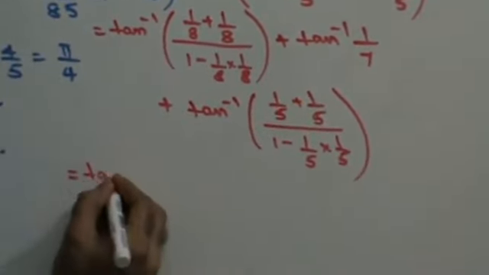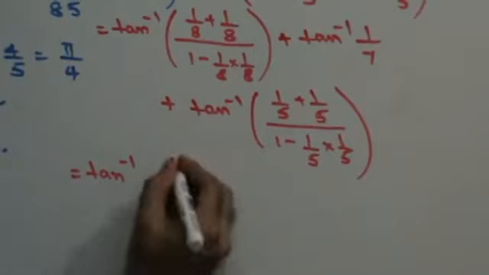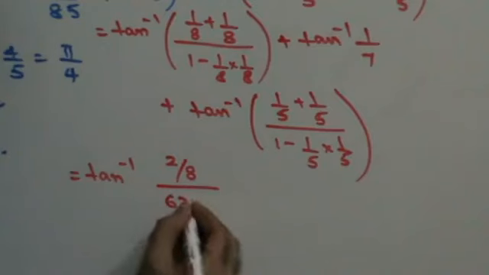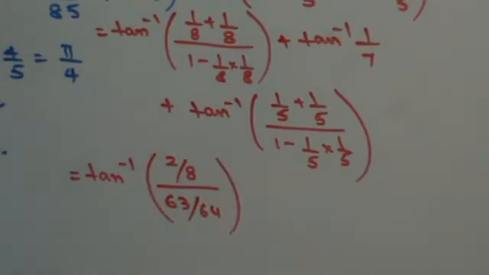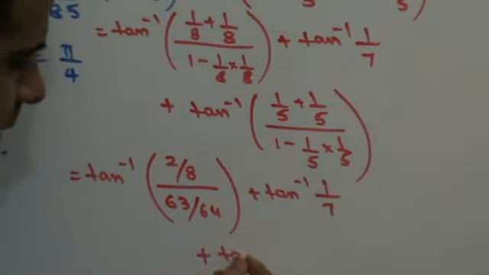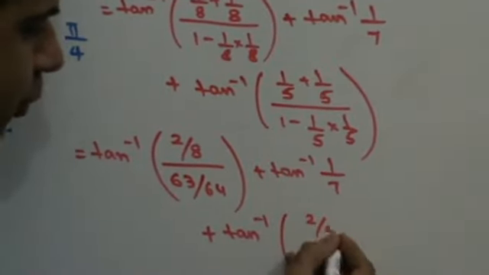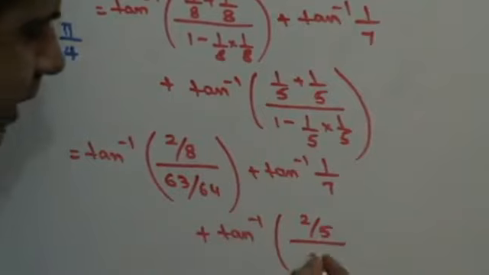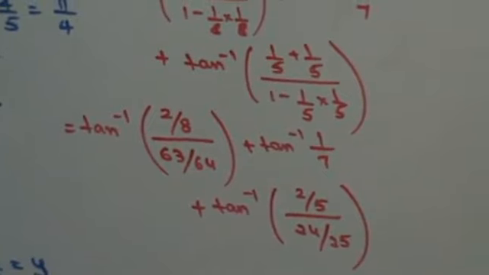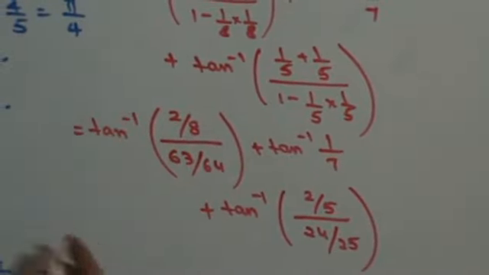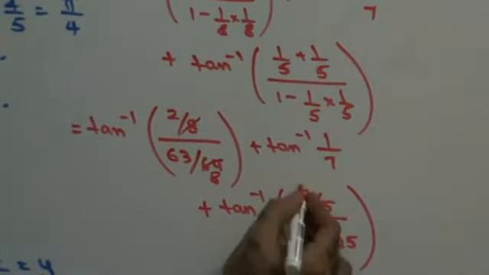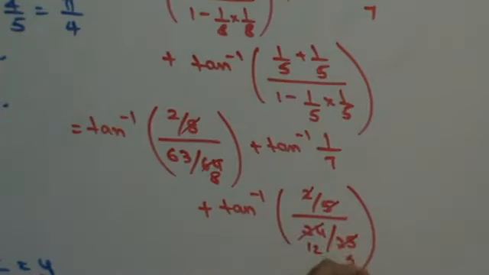Right? This can be written as tan inverse of 1 by 8 plus 1 by 8 is 2 by 8, upon 64 minus 1, 63 by 64, plus tan inverse of 1 by 7 plus tan inverse of 2 by 5 upon 25 minus 1, 24 by 25. Right? LCM, guys. I'm just doing LCM here. Now, let's see the cancellation. 8 ones are 8, 8s are. Okay, and here this is going to be 2 ones are 2, 12s are, 5 ones are 5, 5s are.